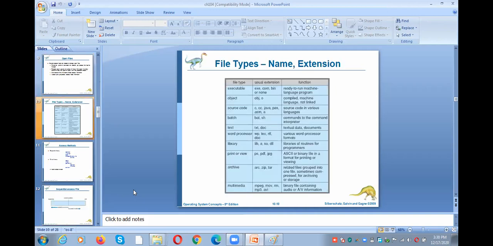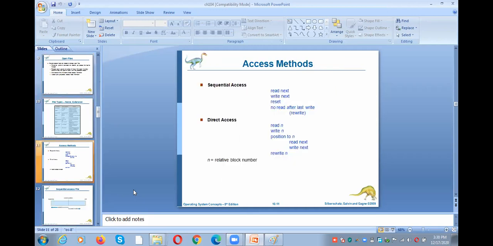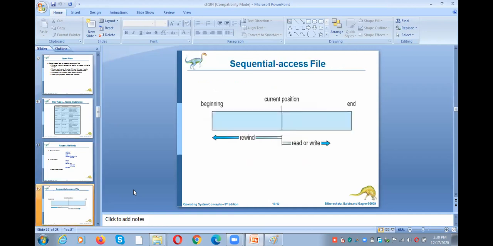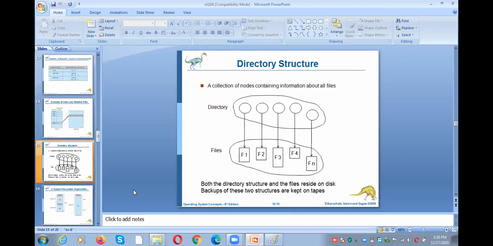And the next one, these are the file types, extensions. And these are the access methods: sequential access, direct access, and the indexed access. This is the last one, index access.